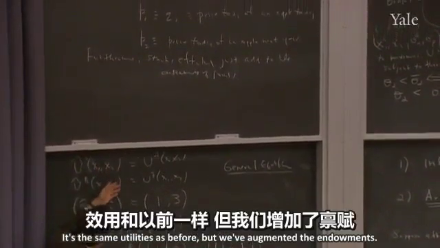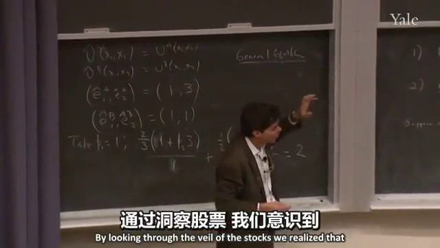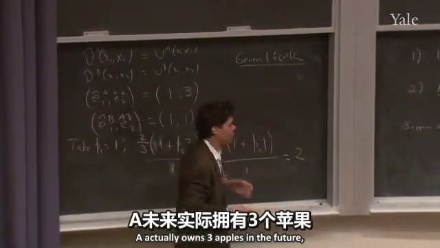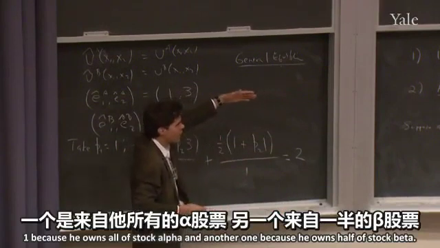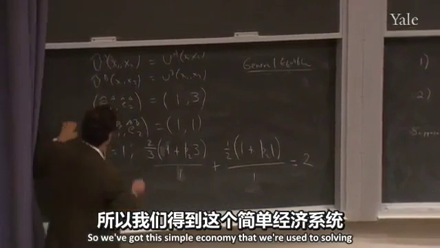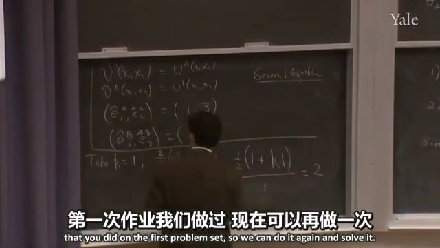It's the same utilities as before, but we've augmented the endowments. By looking through the veil of the stocks, we realize that A actually owns 3 apples in the future. One because he owns all of stock alpha, and another one because he owns half of stock beta. So we've got this simple economy that we're used to solving, that you did on the first problem set, so we can do it again and solve it.